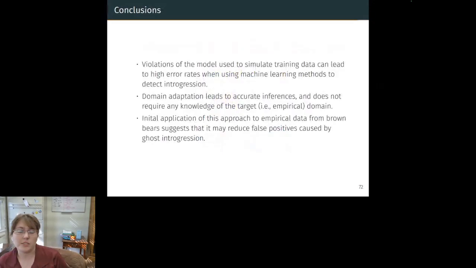So violations of the models that we use to simulate training data can lead to high error rates when we use machine learning methods to do things like detect introgression and presumably for other tasks in demographic model selection. But domain adaptation can lead to accurate inferences, and it doesn't require that we have any knowledge of our target domain, which can just be our empirical data. Our initial application of this approach to empirical data from brown bears suggests that it may reduce false positives potentially caused by ghost introgression.